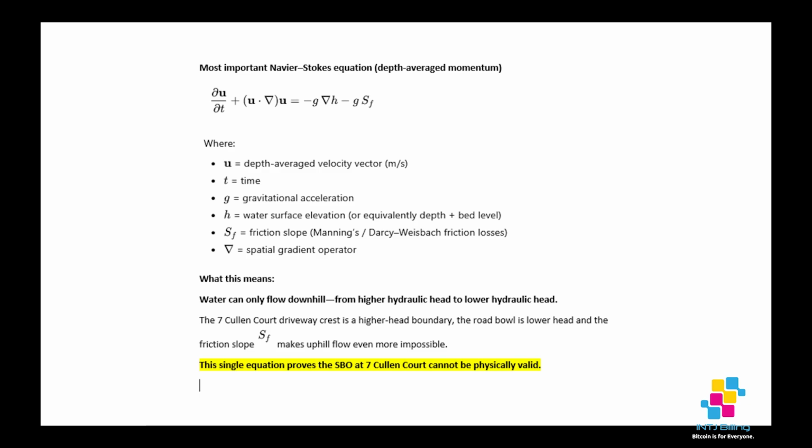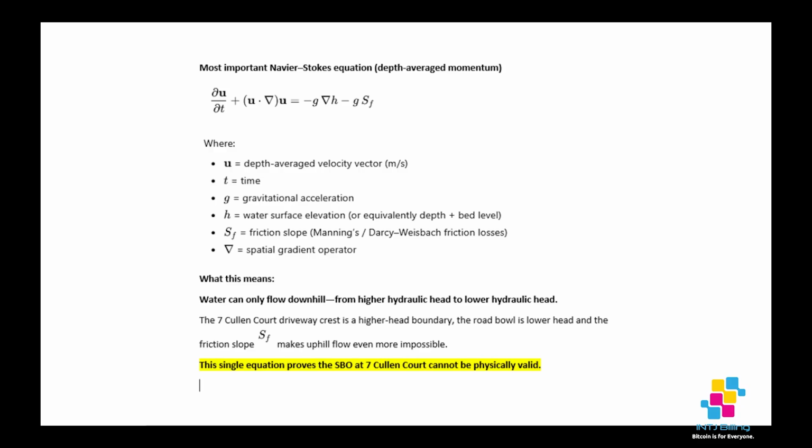Okay, hello everyone. This is Clarke Towson here, CEO of INTJ Billing. In this video, I'm going to show you one single equation. Now, this is the most important equation in flood modelling and how it proves that the special building overlay at or over 7 Cullen Court cannot be physically valid.